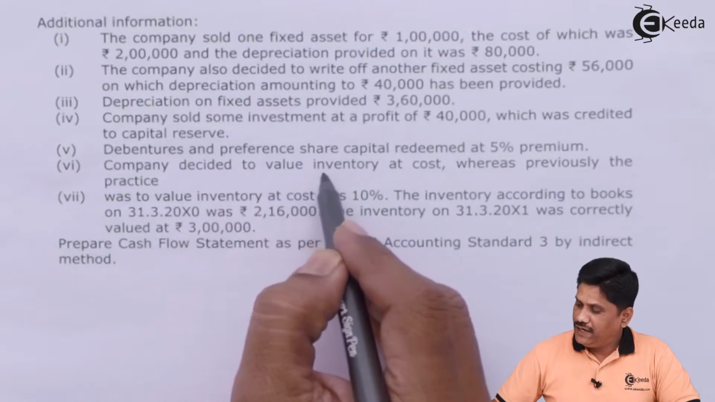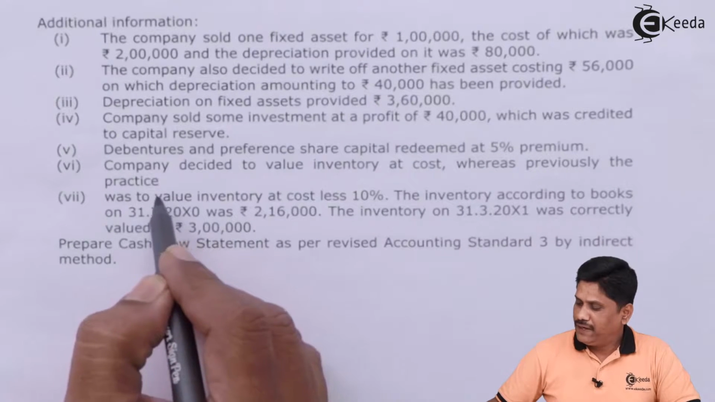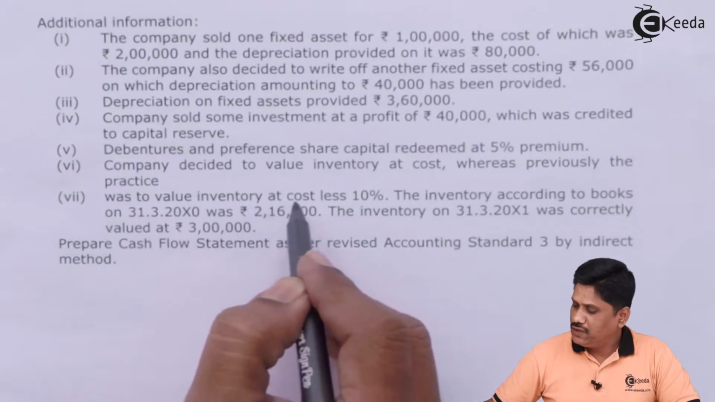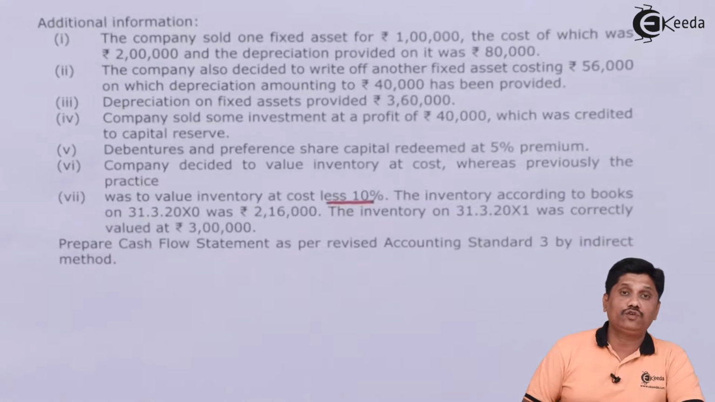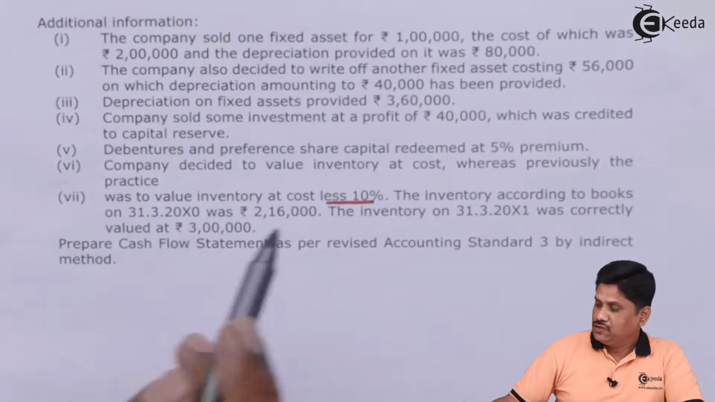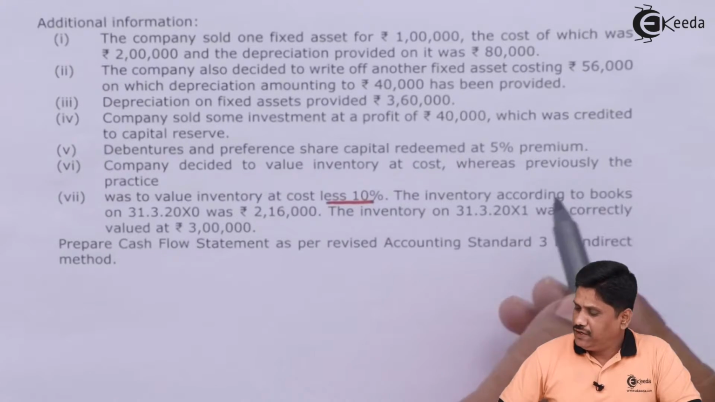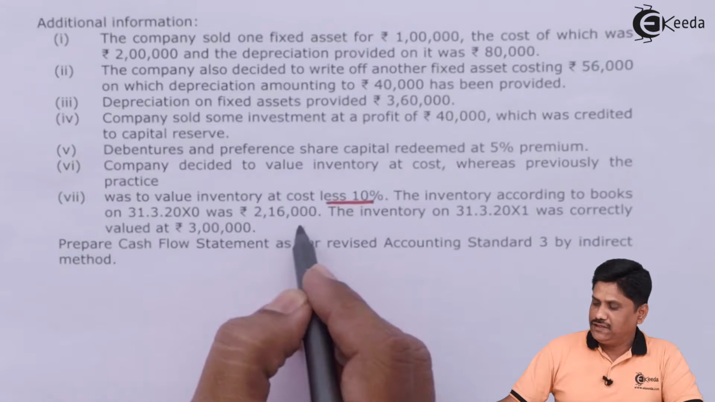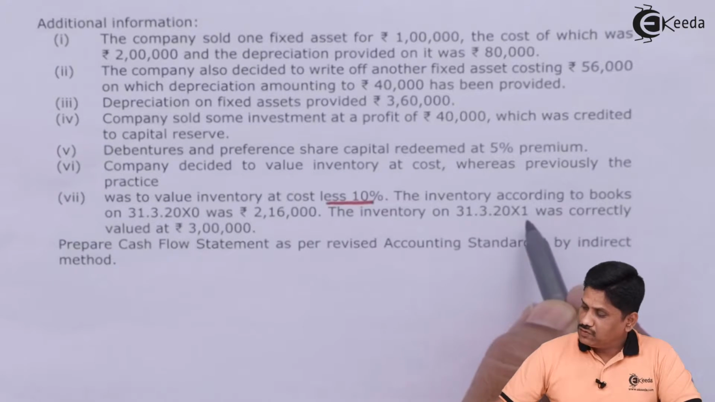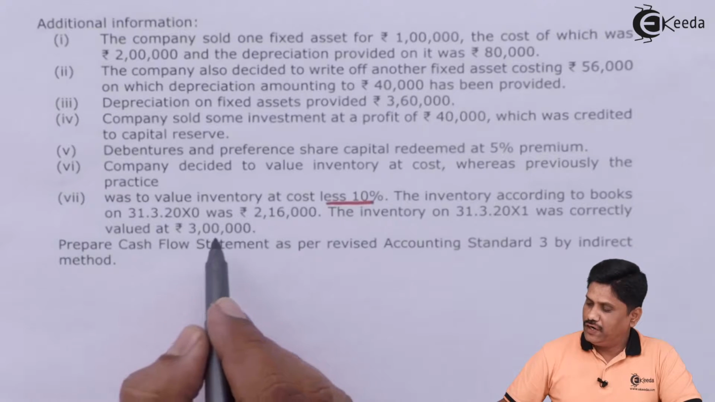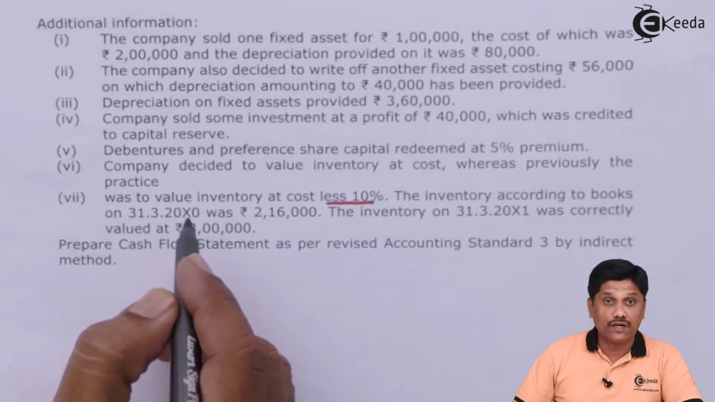Company decided to value the inventory at cost, whereas previously the practice was to value the inventory at cost less 10%. So this is an important point we will go through. The inventory according to the books on 31st March 2000x0 was 2,16,000. The inventory on 31st March 2000x1 was correctly valued at rupees 3 lakhs. So we have to just adjust those things in your current assets.